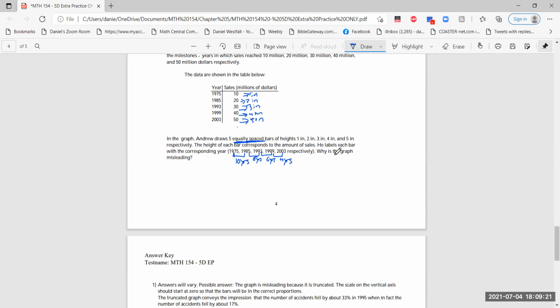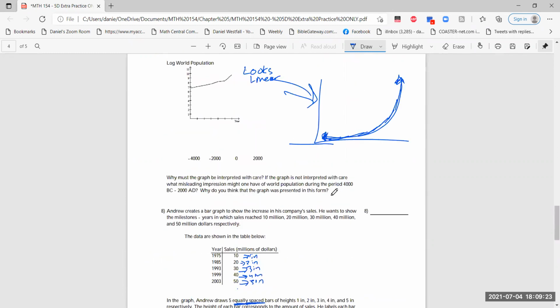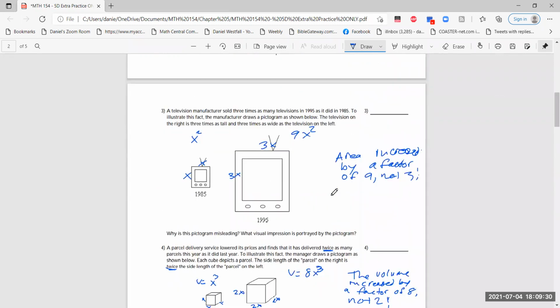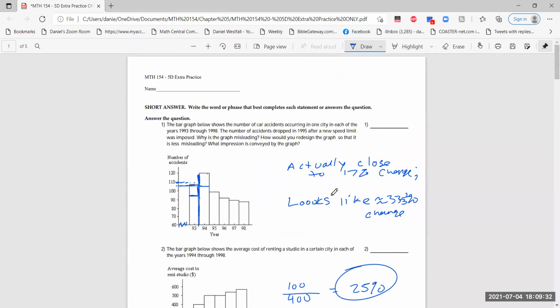So bonus content, I guess. Not something that you specifically need to know for the test, but it's really important that you understand going into statistics.